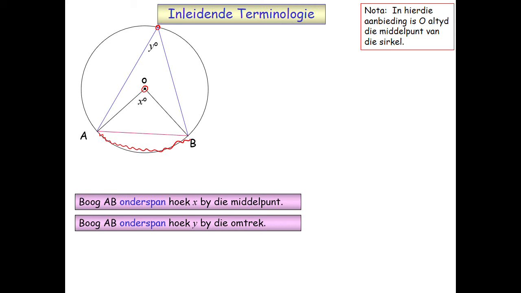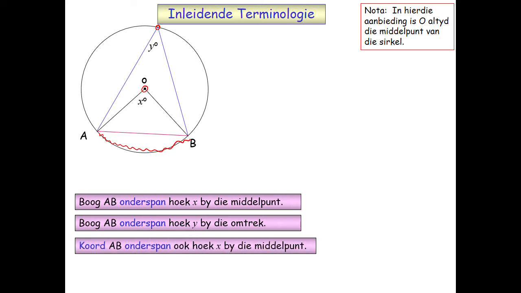Okay. Now if I go and I draw a line from A to B, what do we call that line? It's a chord. Nee? Hoe weet ek dis 'n koord? Hy gaan nie deur die middelpunt van die sirkel nie. So hy's ook nie 'n radius nie, want hy's nie van die middelpunt van die sirkel af nie.